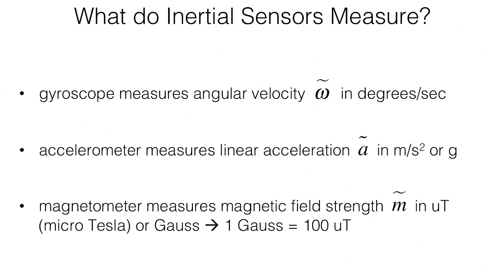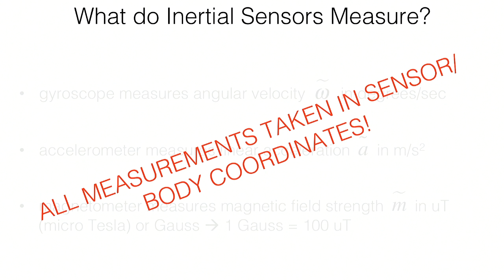The accelerometer measures linear acceleration. And we'll denote all these measurements with a little tilde because the tilde includes measurement noise and other things. Whereas the actual value that we don't know, the ground truth, would be the same value without the tilde. And then the magnetometer measures the strength of the magnetic field in microtesla and Gauss. All these measurements are taken in the local coordinate system of the IMU, right? So keep that in mind. We have to estimate the orientation of the IMU with respect to the world, but we just measure everything in the local coordinate frame of the IMU.